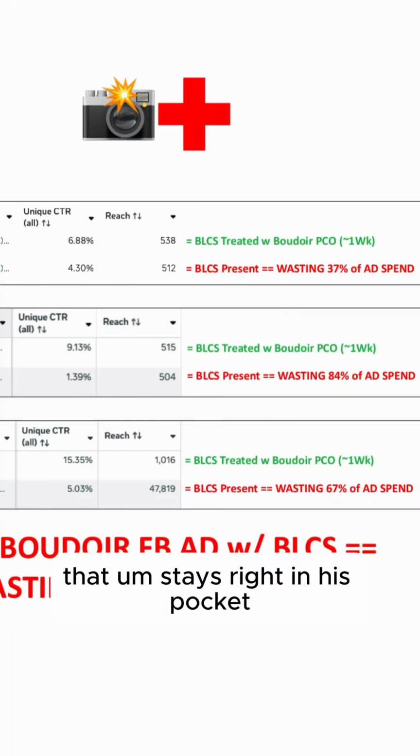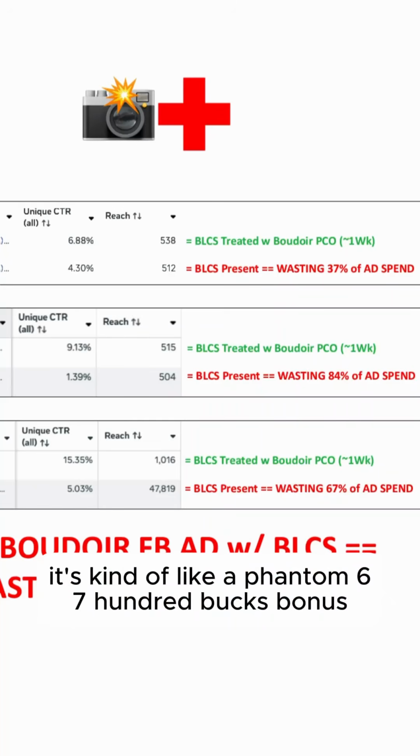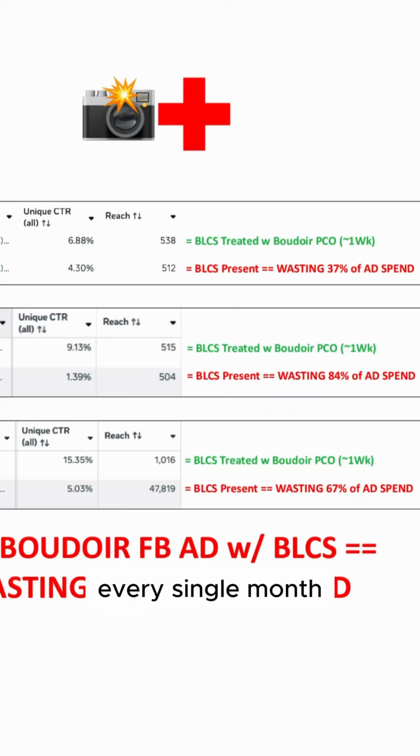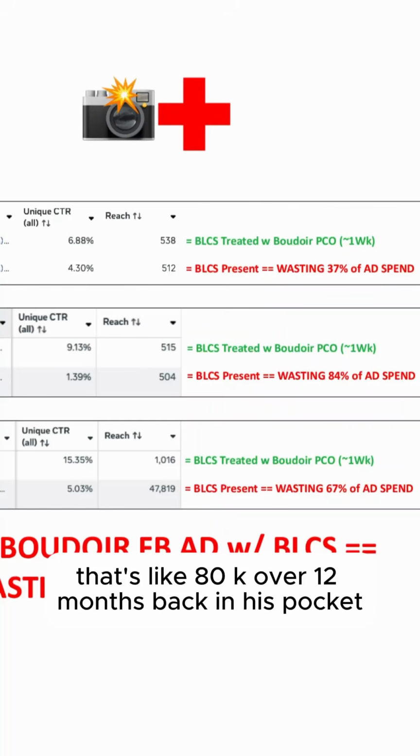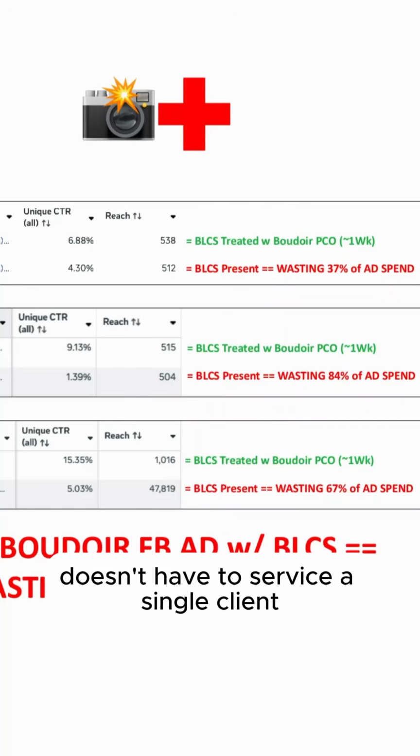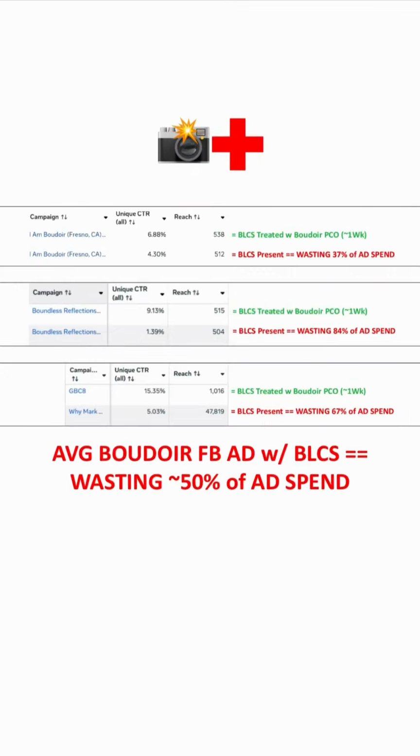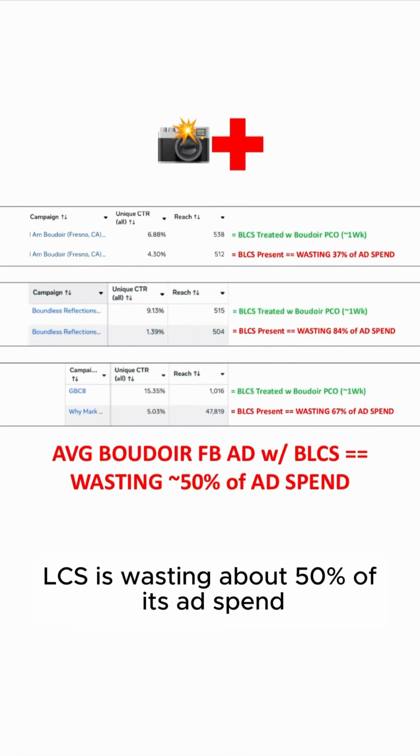That stays right in his pocket. It's kind of like a phantom 6,700 bucks bonus every single month. That's like 80K over 12 months, back in his pocket, and he doesn't have to service a single client. So the average Boudoir Facebook ad with BLCS is wasting about 50% of its ad spend.